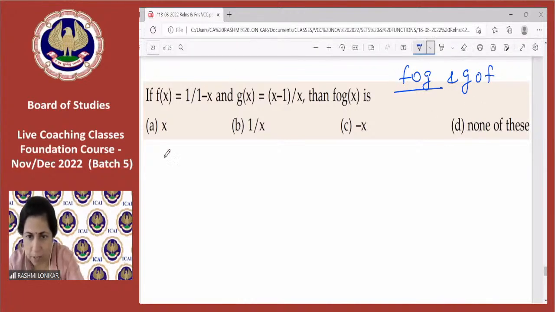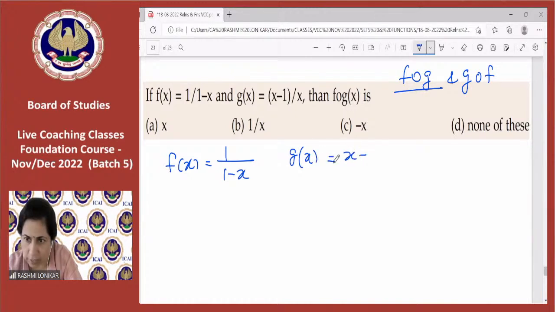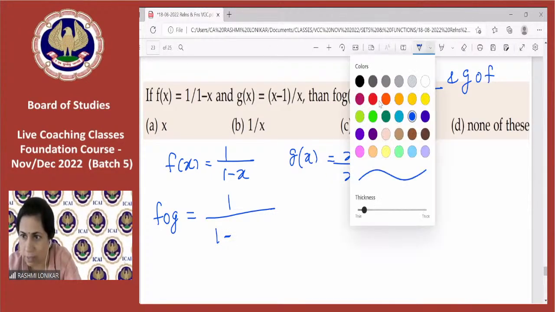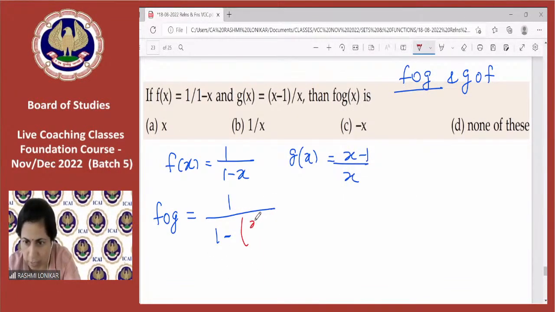Okay. Now f of x is equal to 1 upon 1 minus x, and g of x is equal to x minus 1 upon x. Now you are asked to find f of g. So wherever there is x, I will write the function g. So 1 upon 1 minus, so instead of x, I am writing the function g. So this is x minus 1 upon x. Okay. I will simplify this.